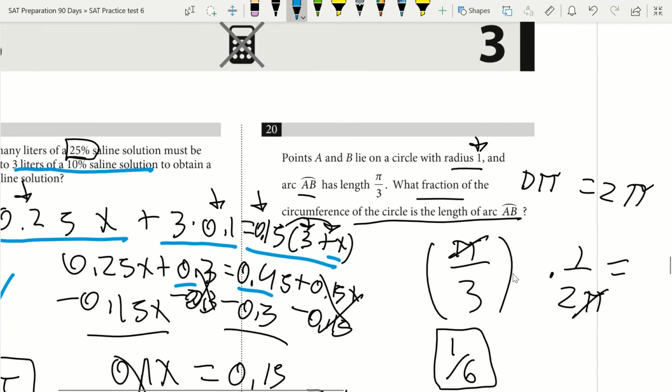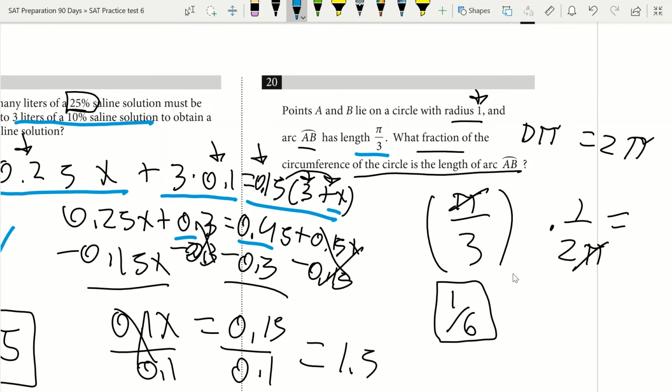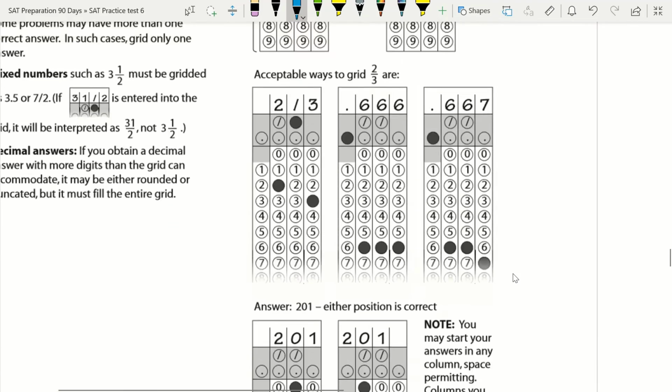All right, now we've got question 20. So now we've got A and B. We see that we've got an arc with pi over 3. What fraction of the circumference of the circle's length is arc B? That's going to be pi over 3, times 1 over 2 pi, because my circumference is my diameter times pi, radius is 1, diameter is 2, 2 pi. Pi is going to cancel. I got 1 over 3 times 2, that's 1 over 6. That one's checked. Now I'm going to go check 10 through 15 real quick.